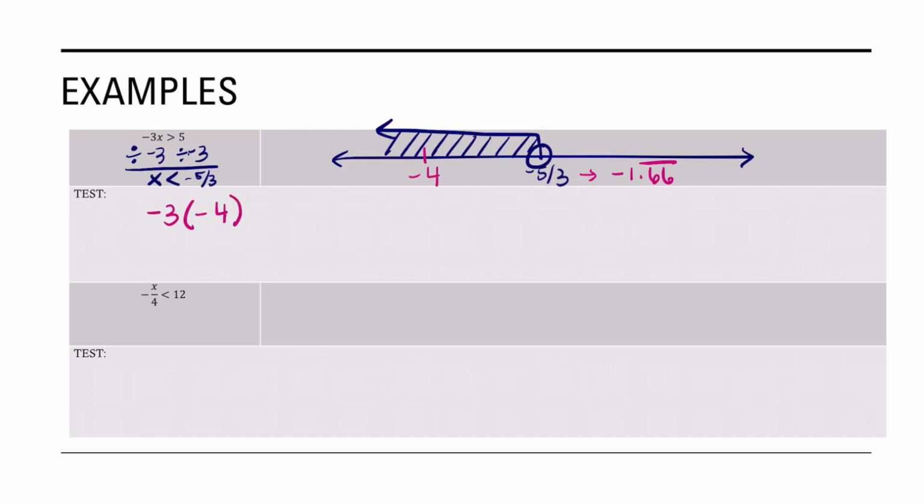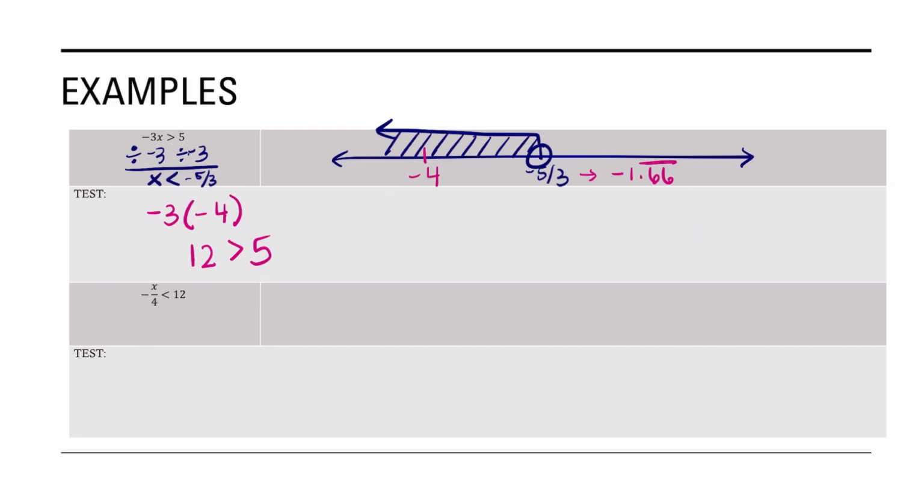So I have negative 3 times negative 4. And that comes out to be positive 12, which is more than positive 5. So when you plug it in, you're keeping the original sign. But when you're drawing it, you would flip the sign for your final answer.